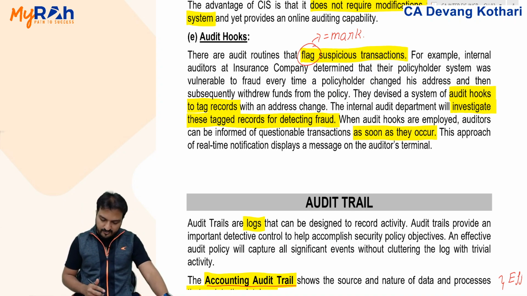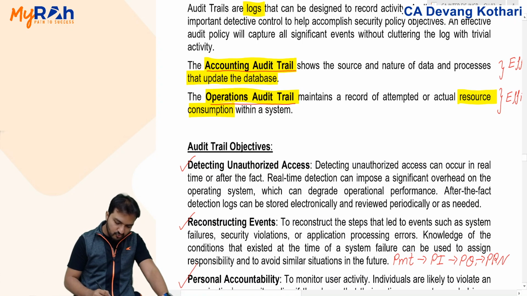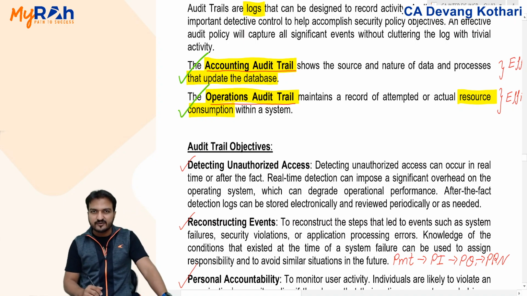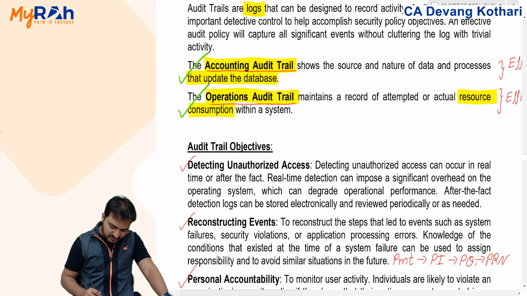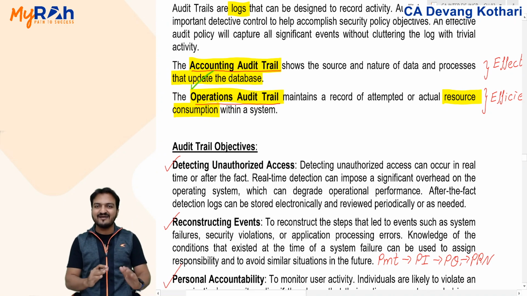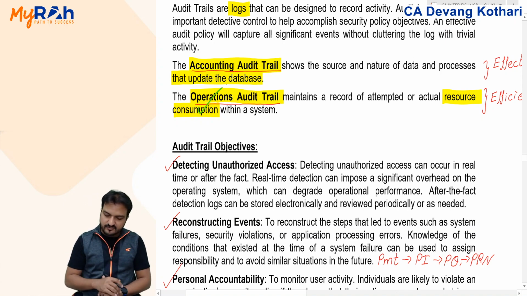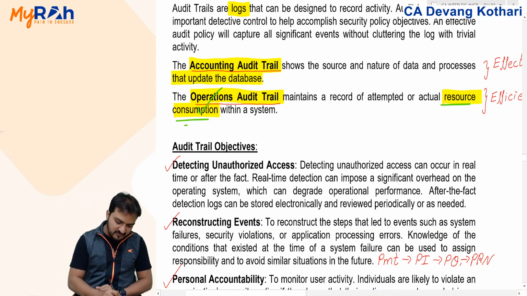Okay, going further, audit trail. Audit trail was the sequence of transactions that you check. Under that, I define two important terms: accounting audit trail and operations audit trail. Accounting audit trail is to check the things that will update the database, that is, adding data to the database. Operations audit trail is to check the resource consumption.